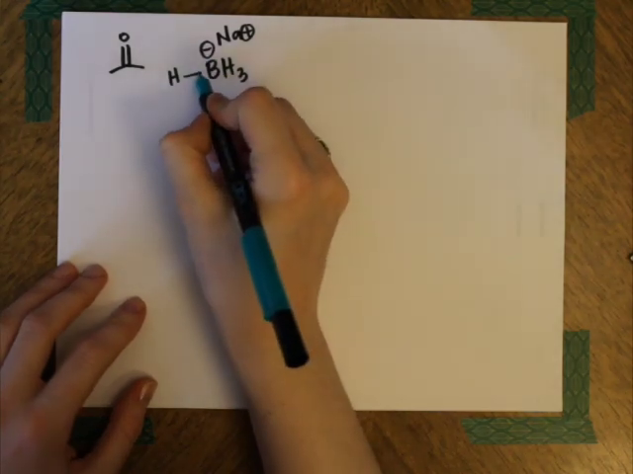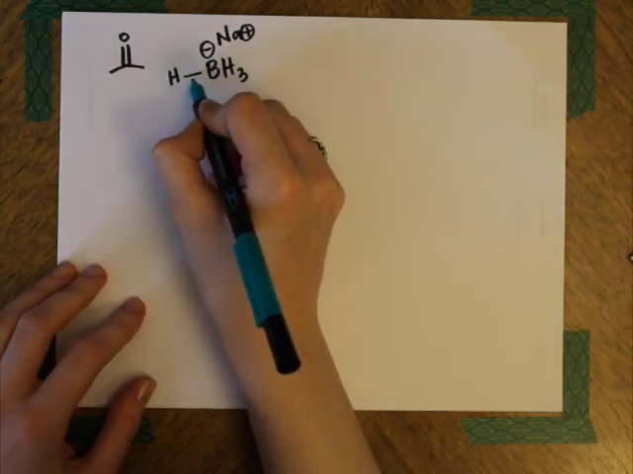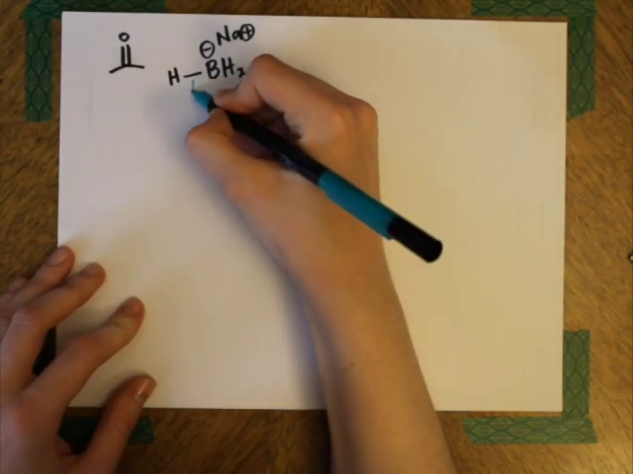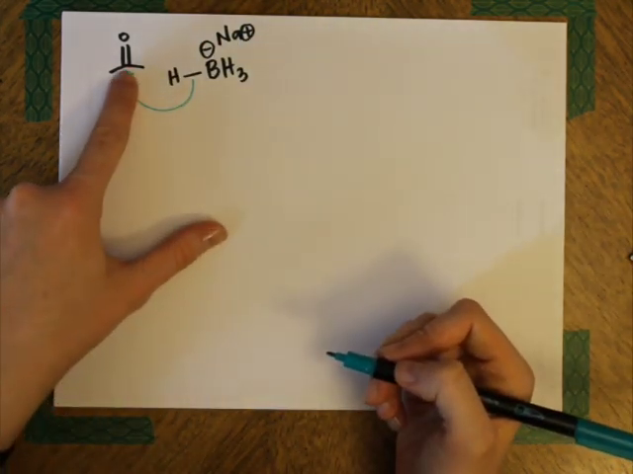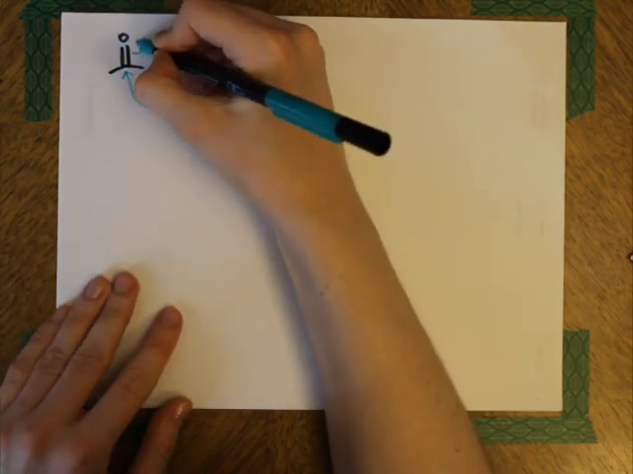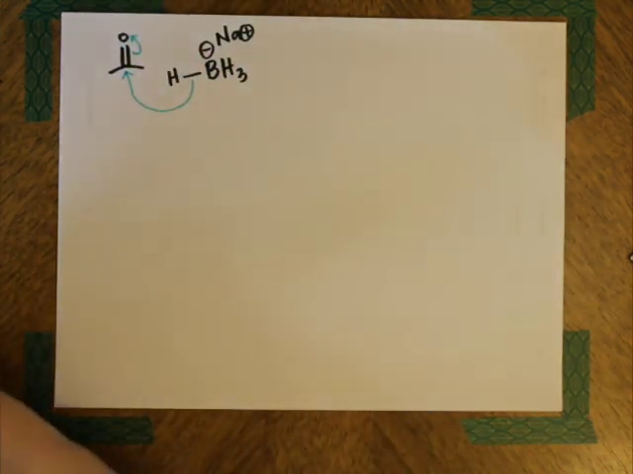And so remember, our nucleophile is going to attack our electrophile. So our nucleophile is literally the electrons in that bond, because a hydride is a hydrogen that has the electrons. So that nucleophile is going to attack the electrophile, and we're going to kick these electrons up onto the oxygen.